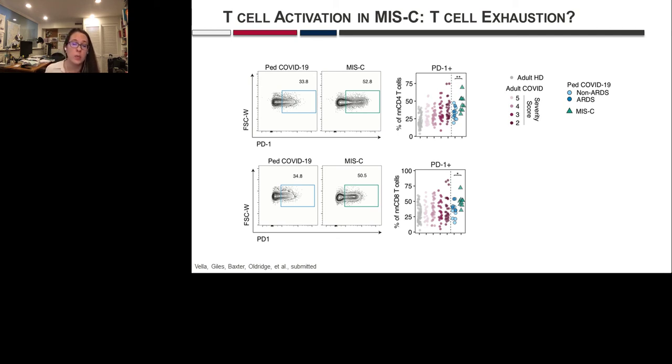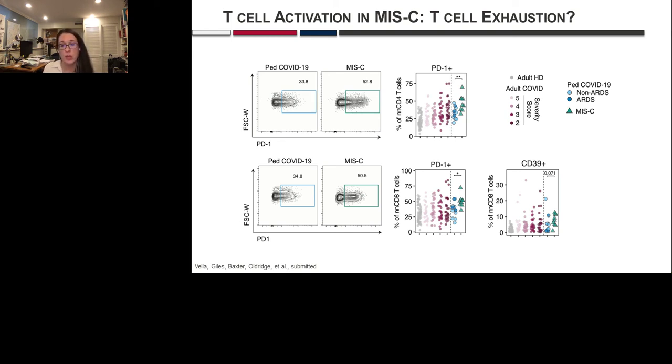And we know that PD-1 by itself is not a good indication of exhaustion because it can also be transiently increased in activated T cells. So we looked at a secondary inhibitory receptor, CD39. And while it didn't reach statistical significance, the majority of our MIS-C patients did have increased CD39 compared to the pediatric cohort. And really, one of the characteristic signs of T cell exhaustion is the high expression of multiple inhibitory receptors. And we know specifically that co-expression of PD-1 and CD39 marks exhausted T cells in adult chronic infection like HIV, as well as cancer.